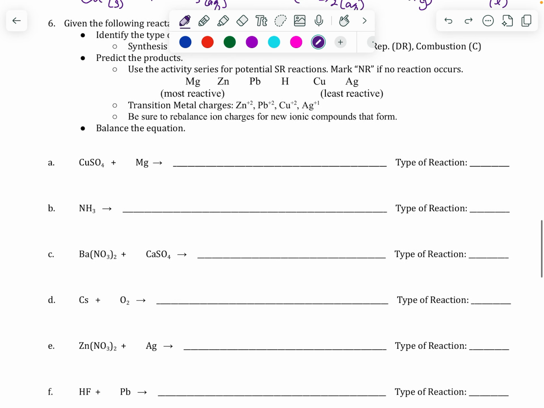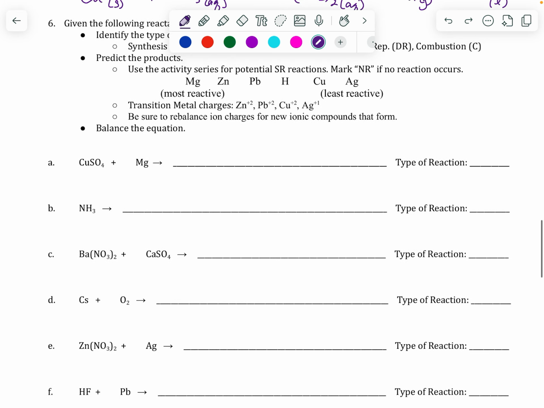Single replacement. So I have to immediately go here, and then I say, oh yeah, magnesium is more reactive than copper, so it's able to kick it out. Copper's by itself. Magnesium ends up partnering up with the SO4 group. They both have the same ion charge, so that works out there. Next up, before I do that, I want to double check that that's balanced. I notice that everything is balanced, 1, 1, 1, 1. You can write them if you want.